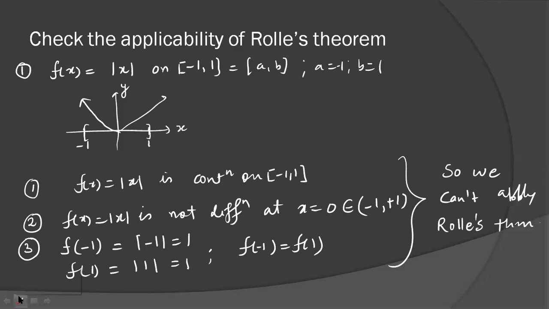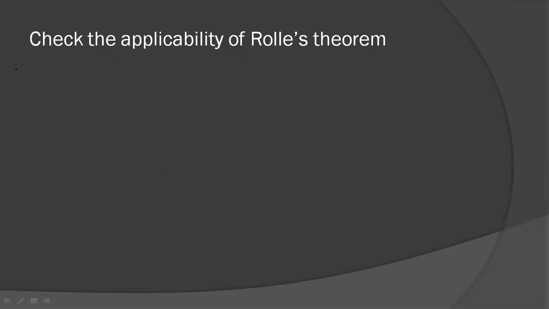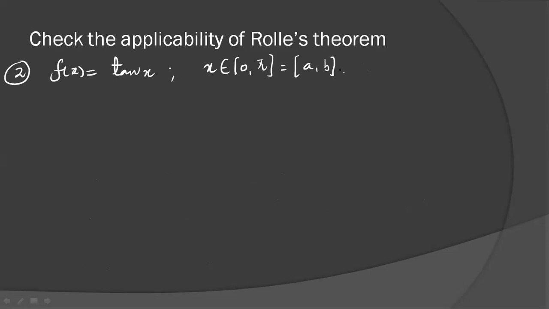Second example, f(x) equal to tan x, and x is between 0 to pi. Closed interval 0 to pi. If you compare, then a equal to 0 and b equal to pi.